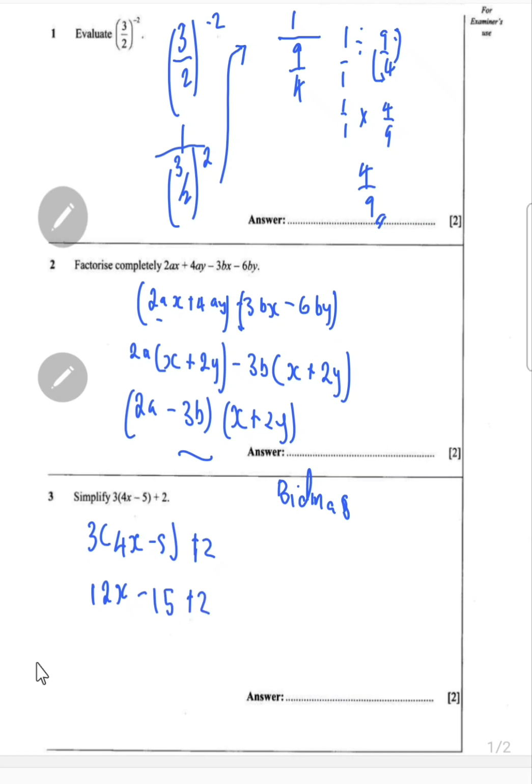So we don't have any number common with 12x, so it will come just the way it is, 12x, and then we have negative 15 plus 2, giving us negative 13.